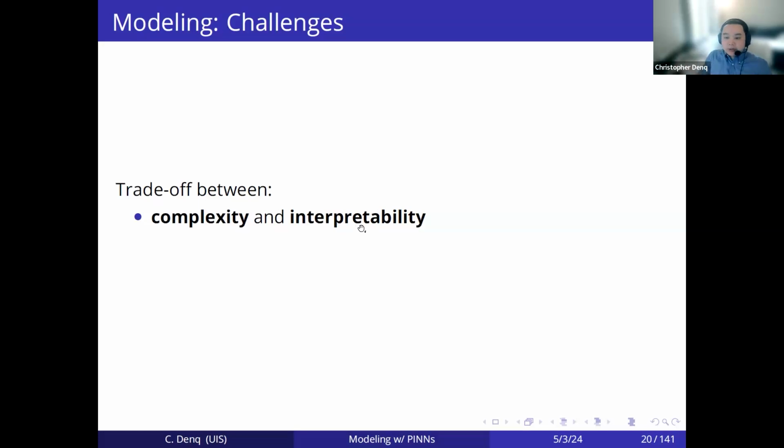Low interpretability, they're certainly harder to use, and of course, also harder to sort of demonstrate or talk about your results to a wider audience.